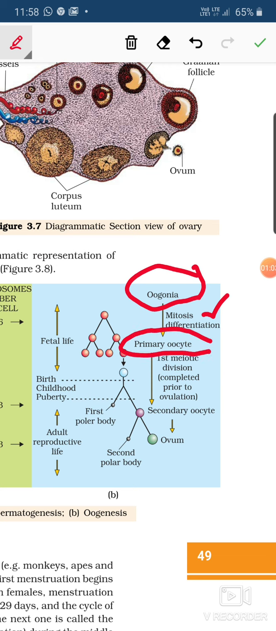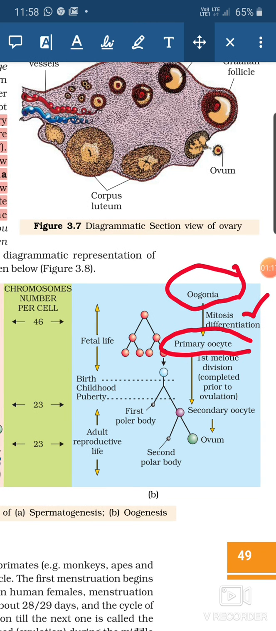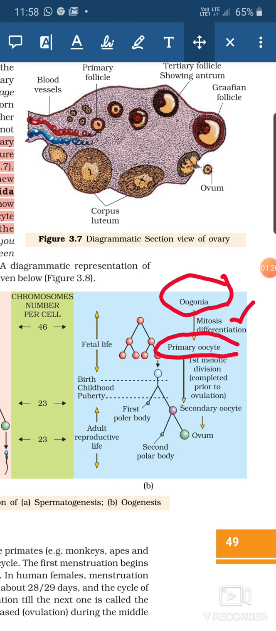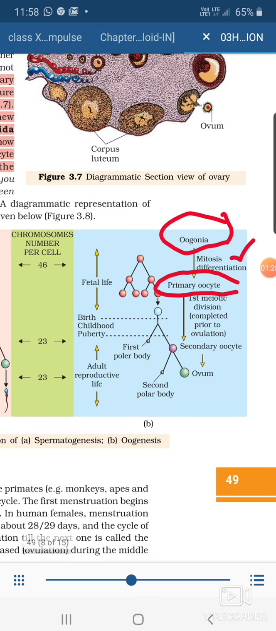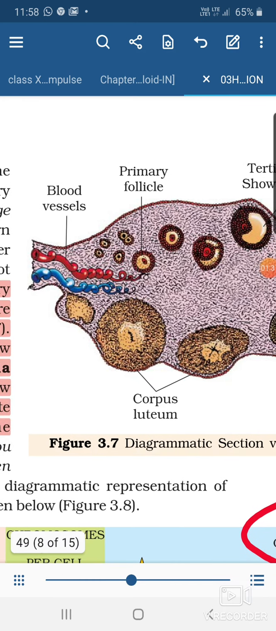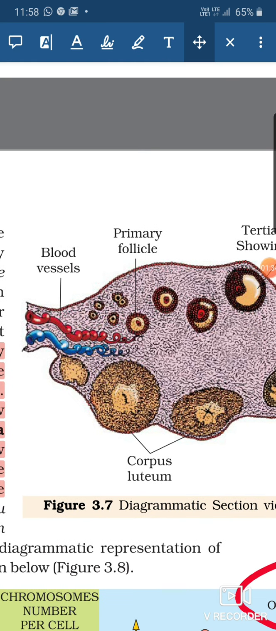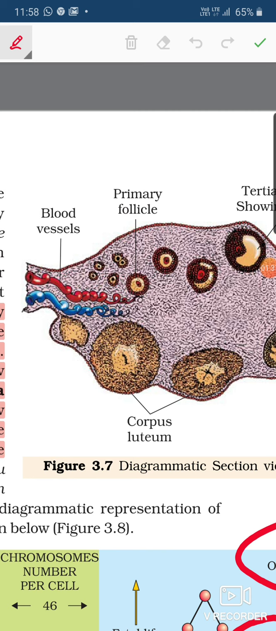Many primary oocytes are formed in the fetal life of a human female, when the girl is in the womb of the mother. These primary oocytes have 46 chromosomes per cell, and they get modified into primary follicles. What is a primary follicle? See the diagram. When the primary oocyte is formed, it gets covered with a layer of granulosa cells, forming a primary follicle. This is how the primary follicle looks.